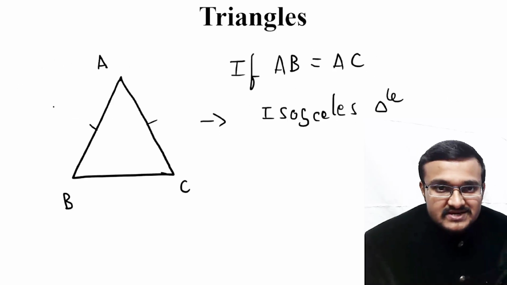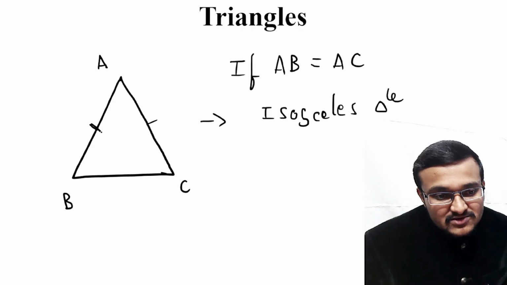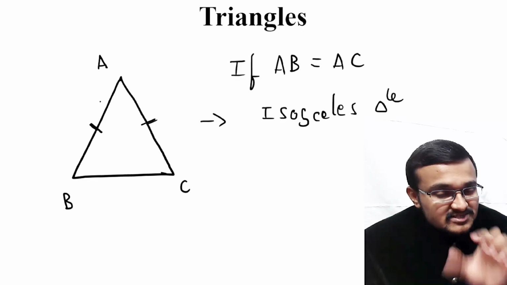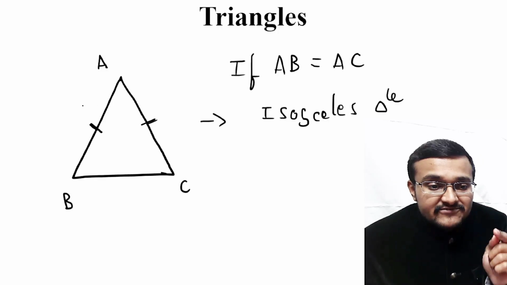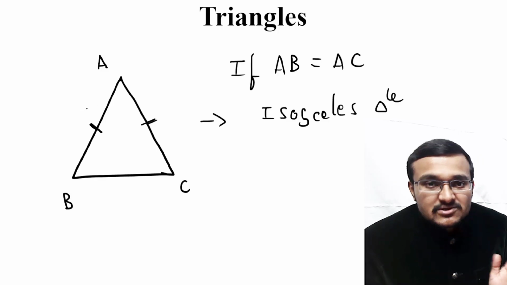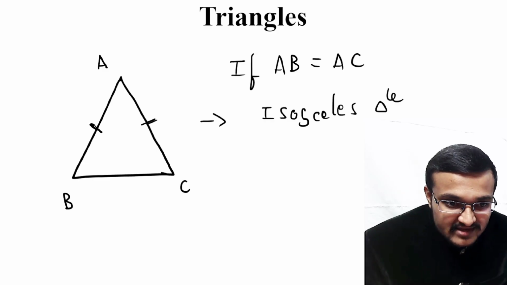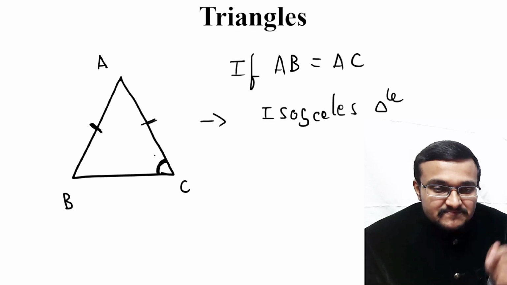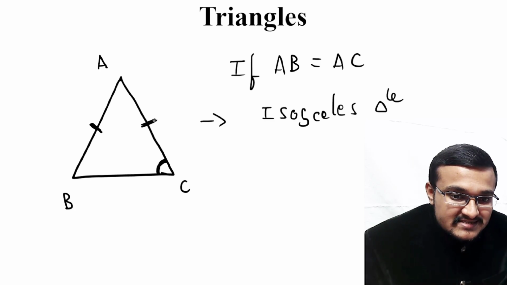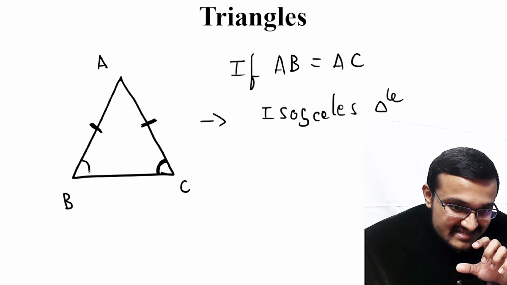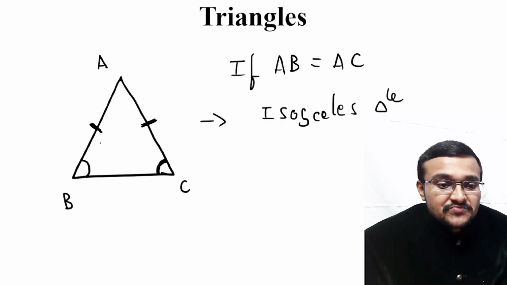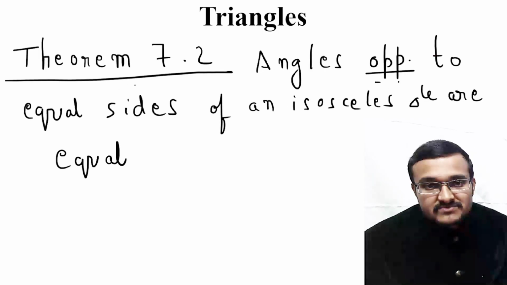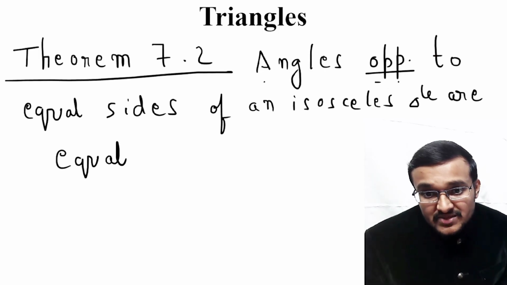Now in this isosceles triangle, which sides are equal? AB is equal to AC. So AB and AC are the equal sides in this isosceles triangle. Now you have to consider the opposite angles of these equal sides. Which is the opposite angle of AB? The opposite angle of AB is this particular angle, that is ACB. And which is the opposite angle of AC? The opposite angle of AC is this angle, that is ABC. So these two angles will be equal to each other. That is what this theorem is stating.